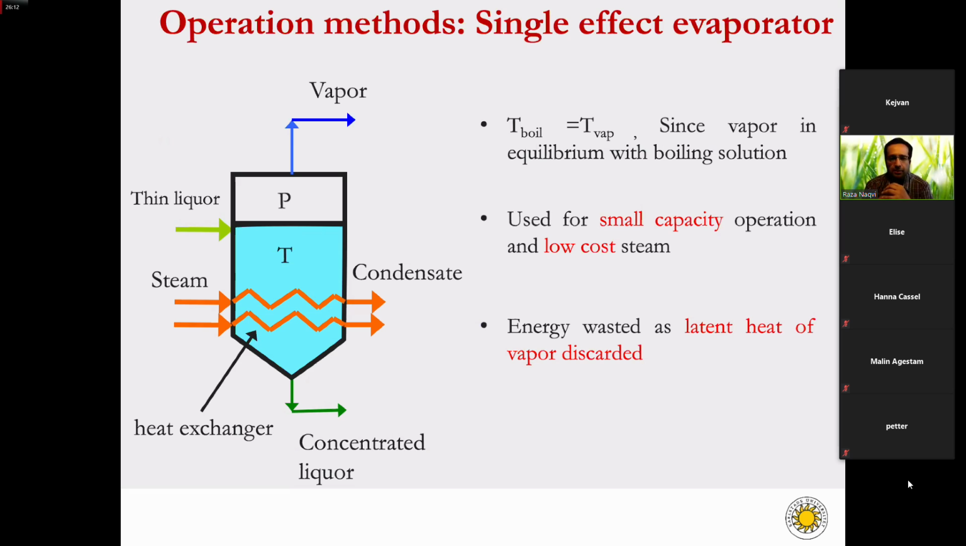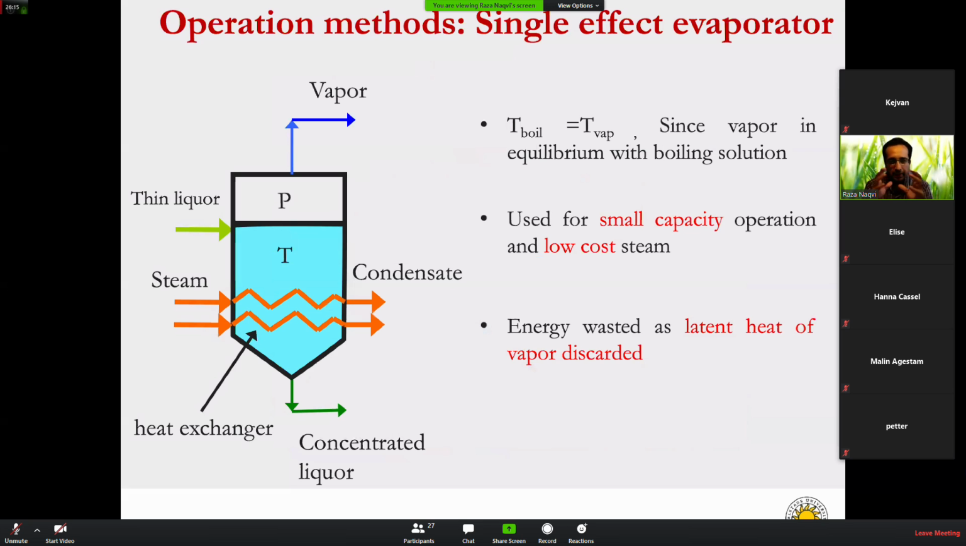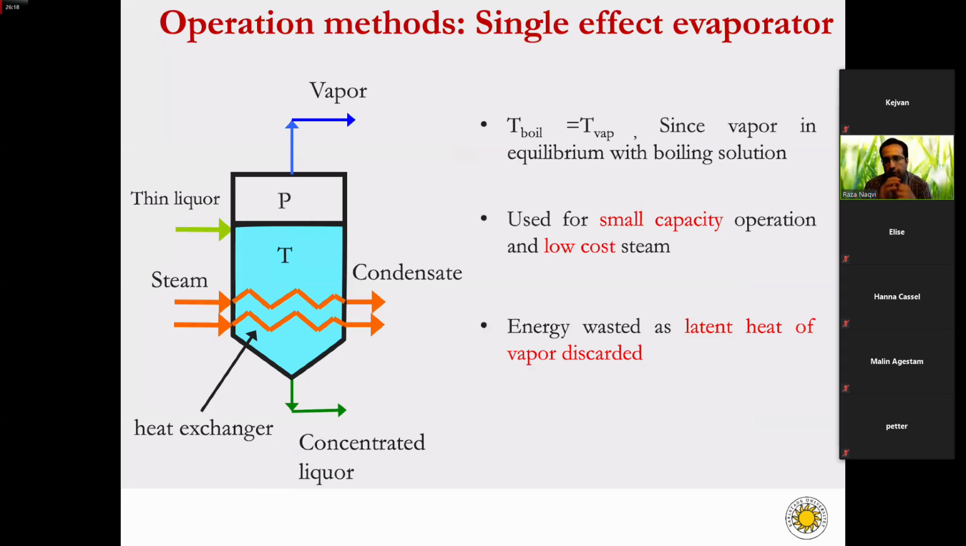Normally we make an assumption that the boiling temperature of the liquid is equal to the temperature of the vapor. So whenever you need to calculate the temperature of the vapors that are leaving the evaporator, you can assume that the temperature of the boiling solution or boiling liquid will be the same as the temperature of the vapors. And normally we can consider this assumption when we believe that there is an equilibrium between the vapors and the liquid. And normally we use single effect evaporators when we have a small capacity to handle and when we have a low cost, right? And normally the energy used is the latent heat of vaporization.